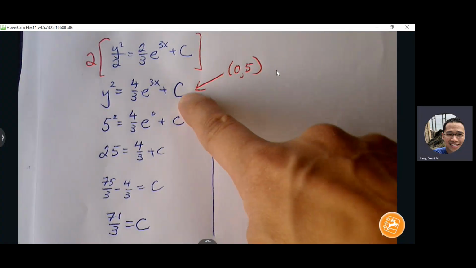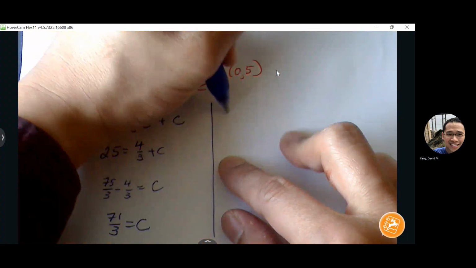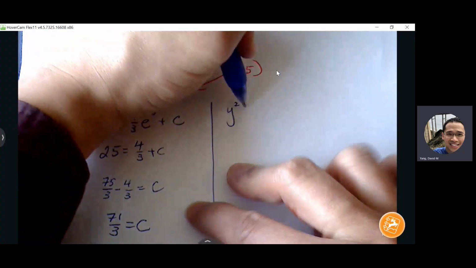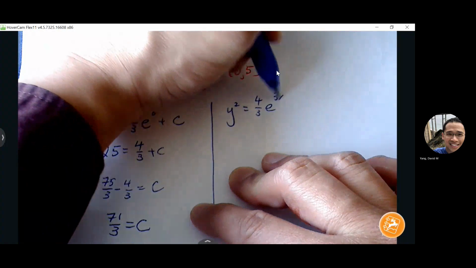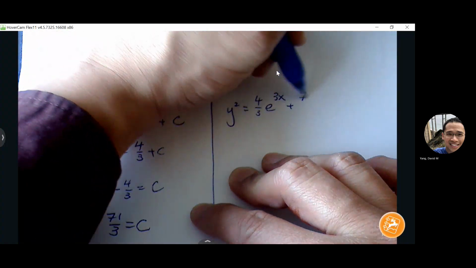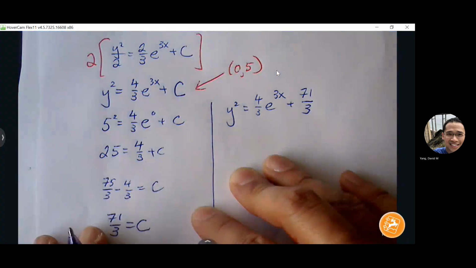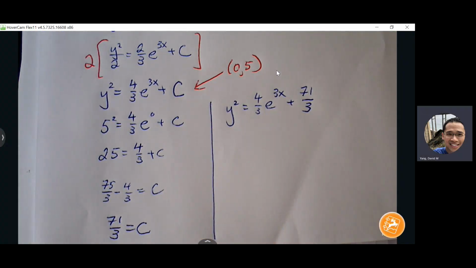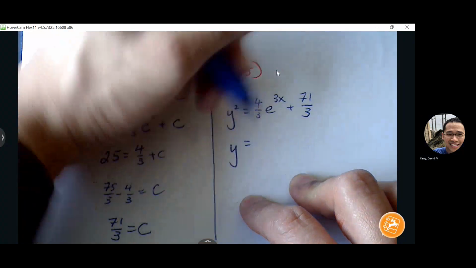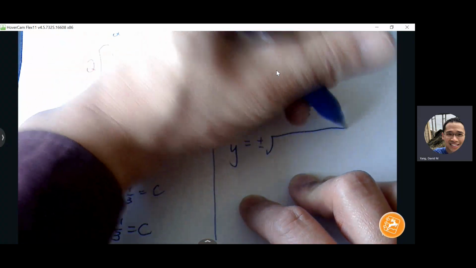So now I'm going to take my equation, replace c. Now I'm just one step away, square roots, right? Take the square root of both sides. What's going to show up? Plus or minus.